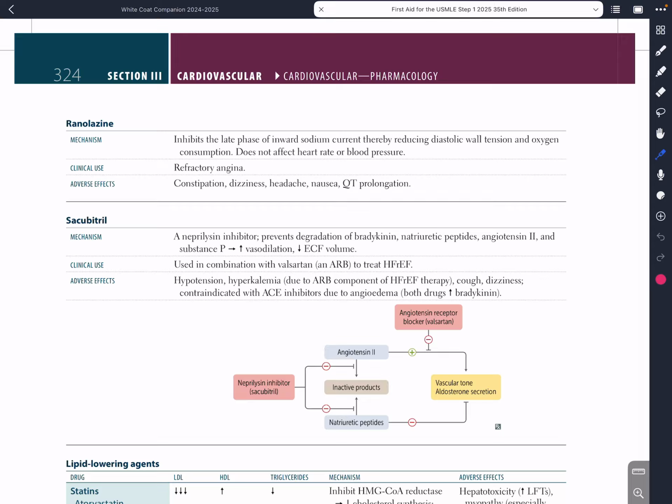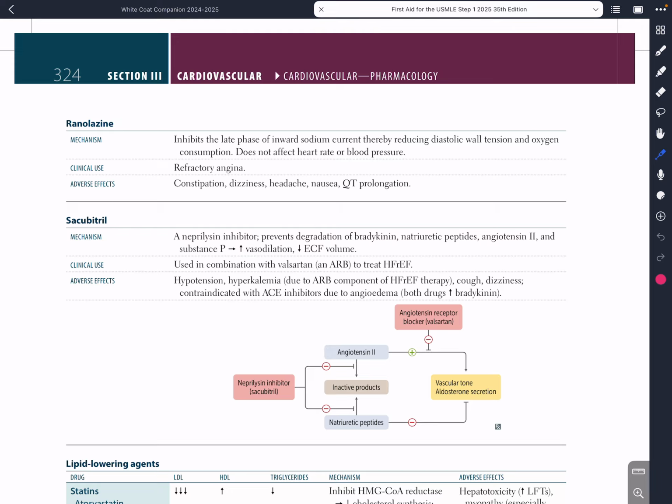Ranolazine is given in refractory angina. The word refractory means not being able to treat with the first line drug of choice, second line drug of choice, third line drug of choice. You tried beta blockers, nitrates, everything, and then the last resort is ranolazine. Ranolazine is a comparatively newer drug, and it is very expensive, not covered by Medicare, Medicaid. So mostly patients pay out of pocket.